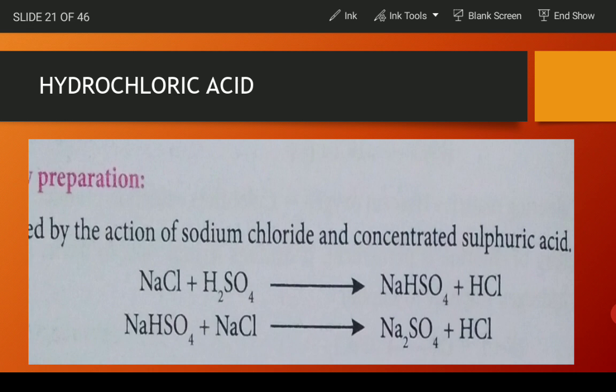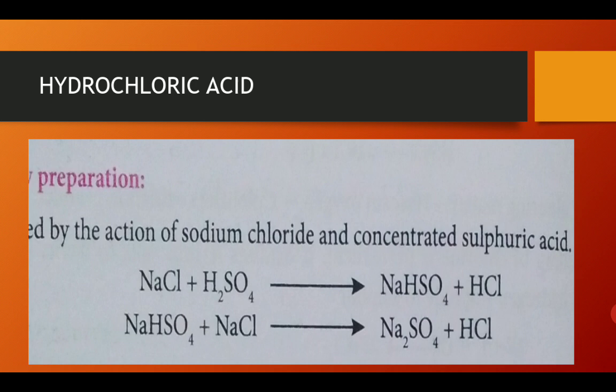So hydrochloric acid is prepared. Dry hydrochloric acid is obtained by passing this gas through sulfuric acid, because concentrated sulfuric acid absorbs all the water molecules. So we can get dry hydrogen chloride, that is hydrochloric acid.